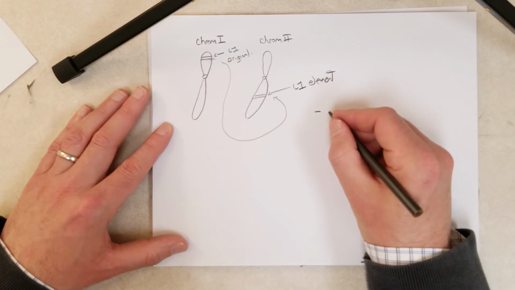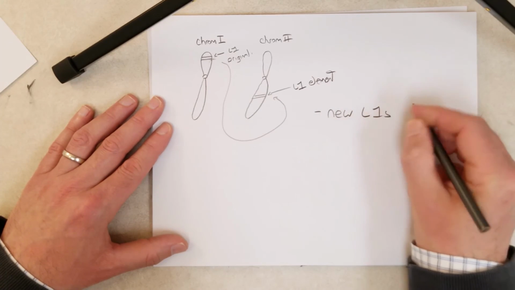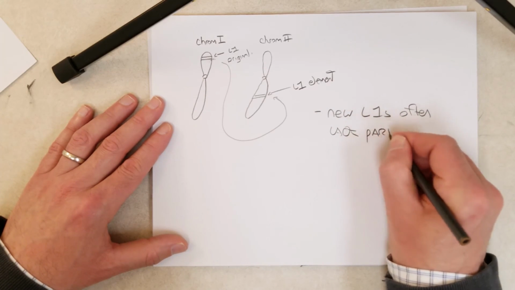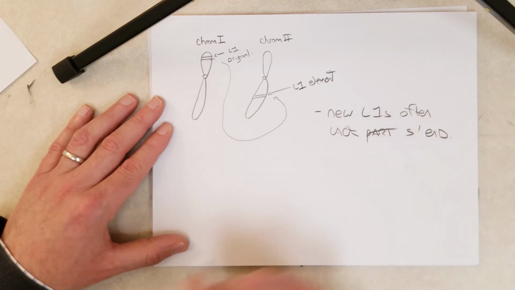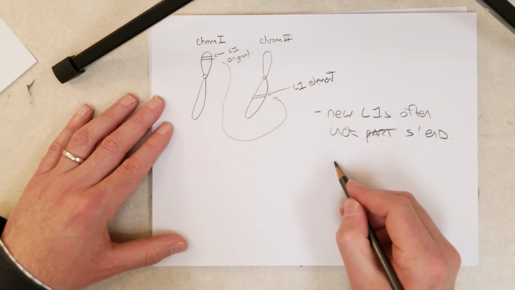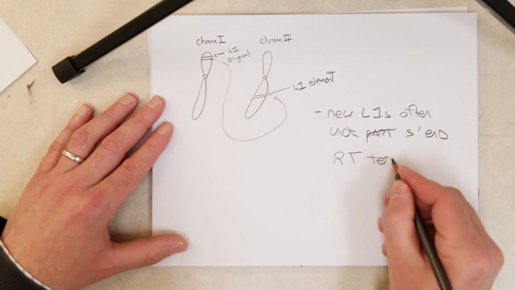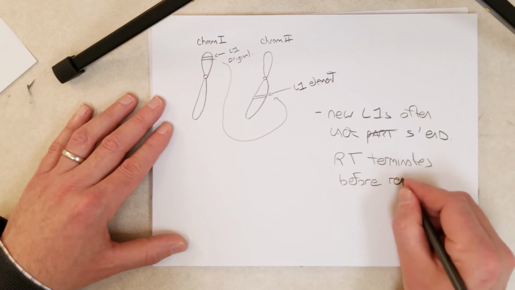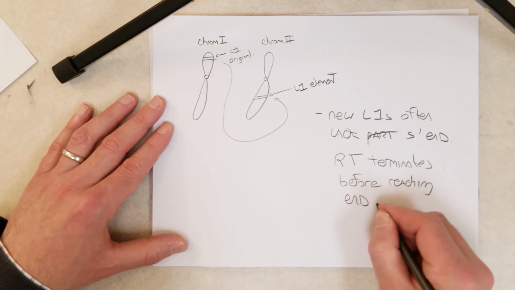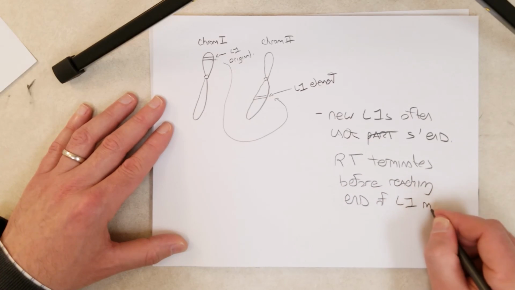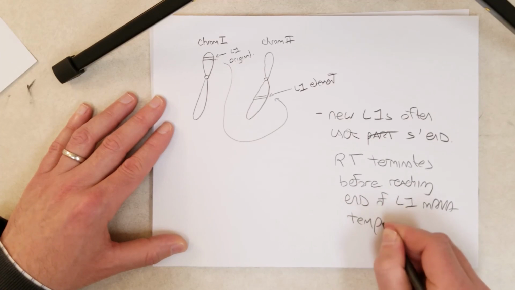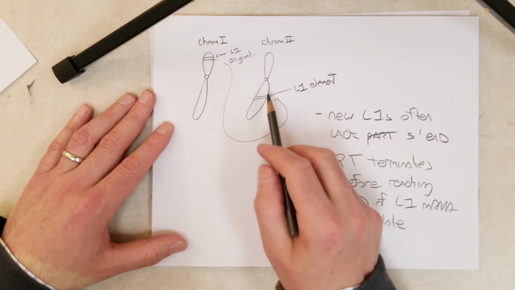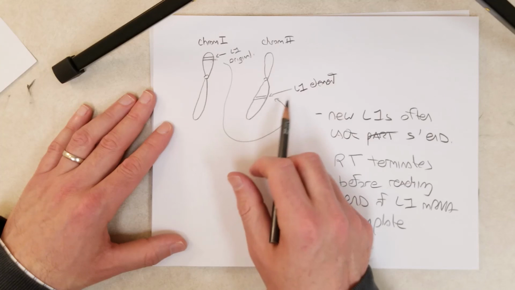Another important thing is new L1s often lack the 5' end. An explanation for that is if reverse transcription terminates before reaching the end of the L1 mRNA template, right? If it terminates early, which might happen, then the whole L1 won't be copied into the new location, and it will be truncated, and that truncated L1 won't be functional.